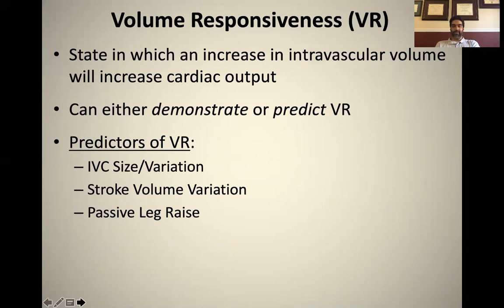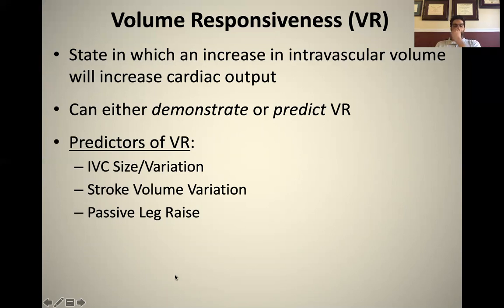And we know what volume responsiveness is. It's the state in which volume resuscitation will increase stroke volume and cardiac output. Oftentimes the most important step in resuscitation is determining whether someone is going to respond to volume or not. In many patients, just doing a volume challenge is fine. But if you have a patient that would potentially get worse with a volume bolus, like someone with underlying heart failure, someone with underlying pulmonary hypertension, someone who may already be volume overloaded, then predicting response to volume is probably a safer approach than giving a volume challenge and seeing what happens.